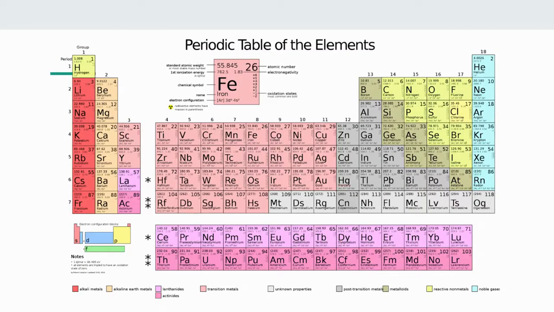This is our modern day periodic table of elements. It has 118 elements, 94 of which occur naturally, while the others have to be artificially created in labs. This is the periodic table of elements.